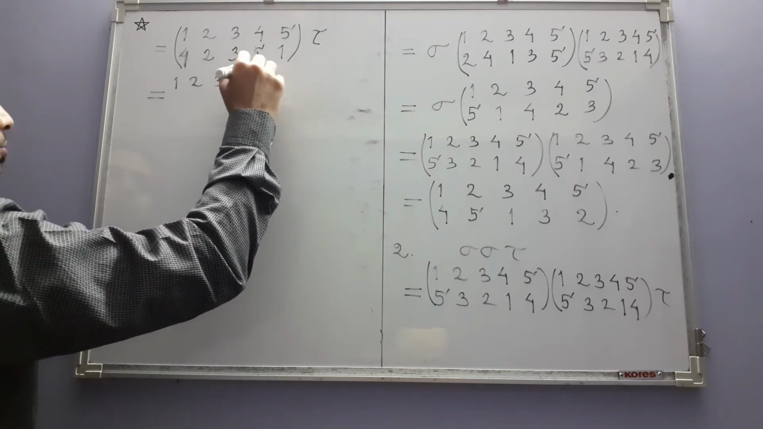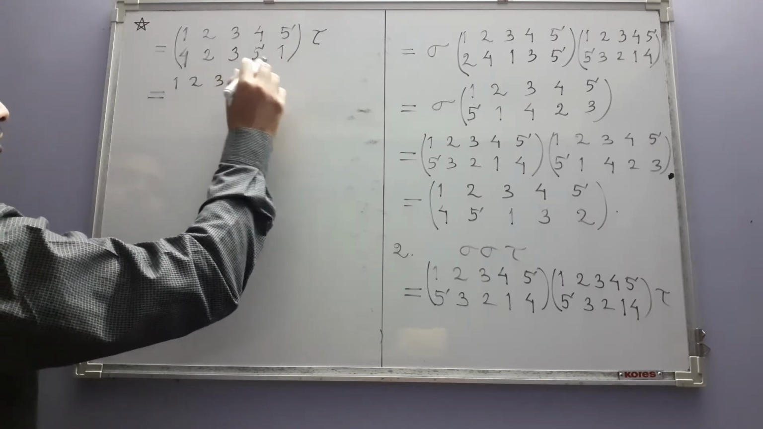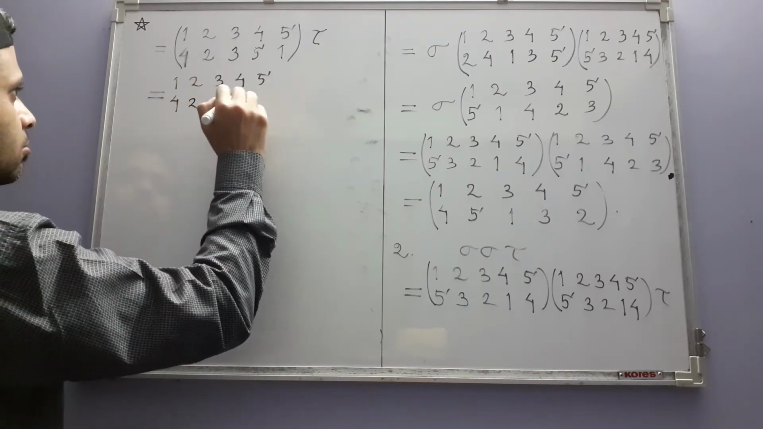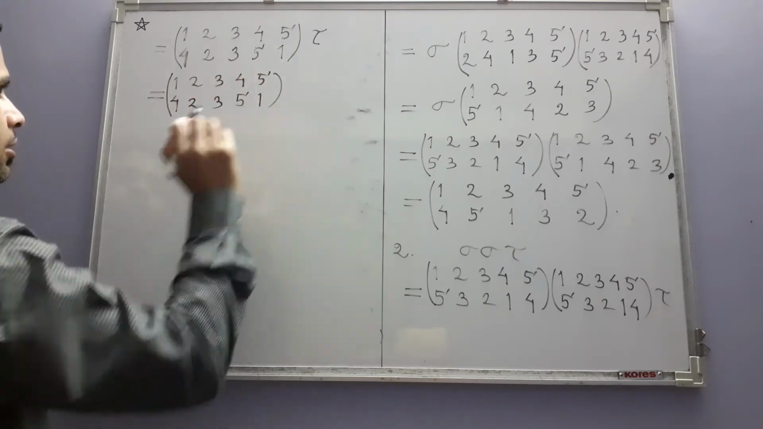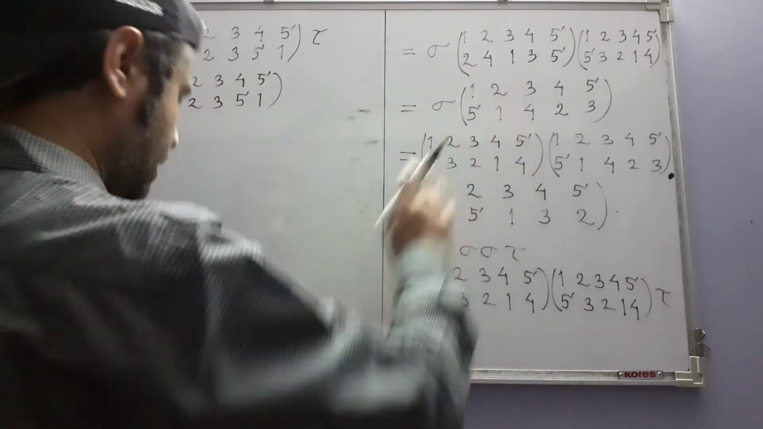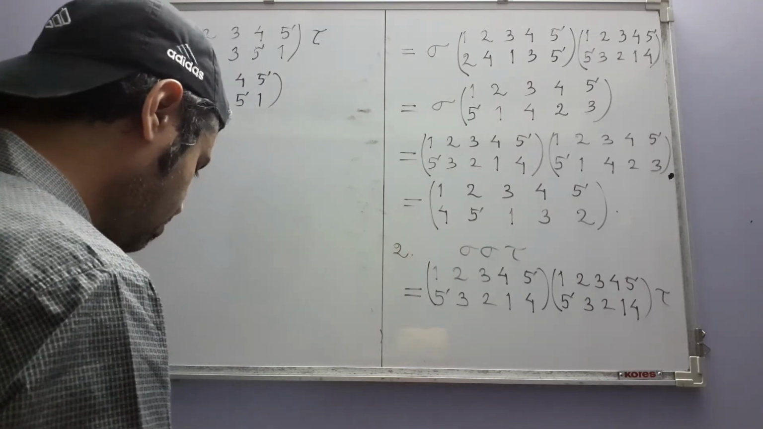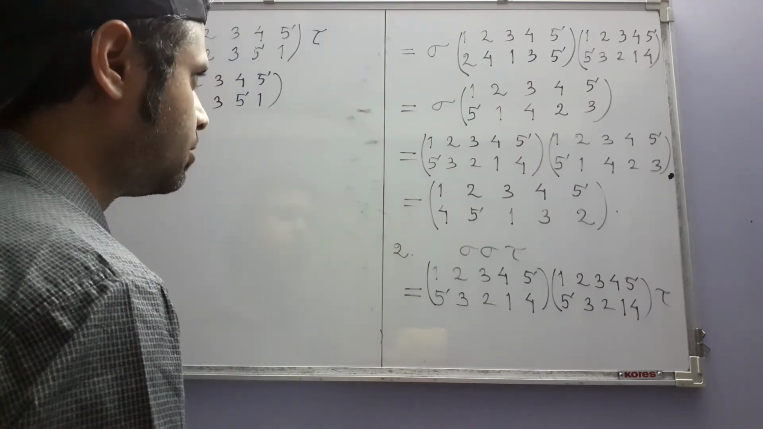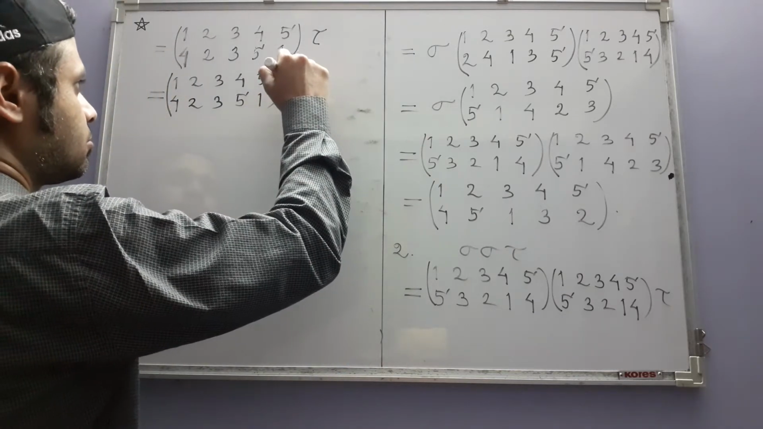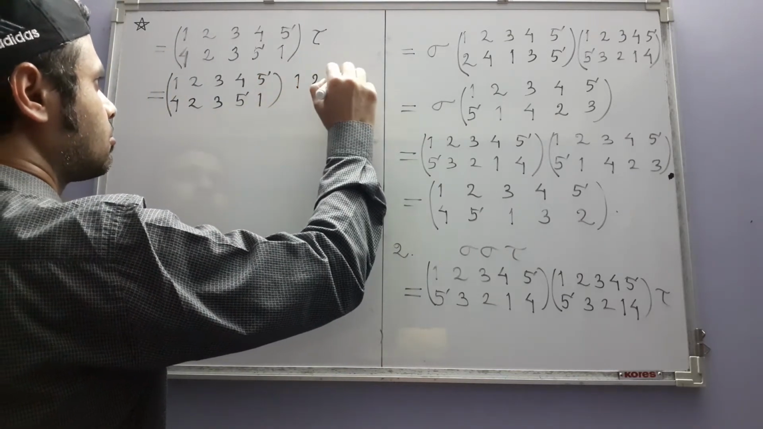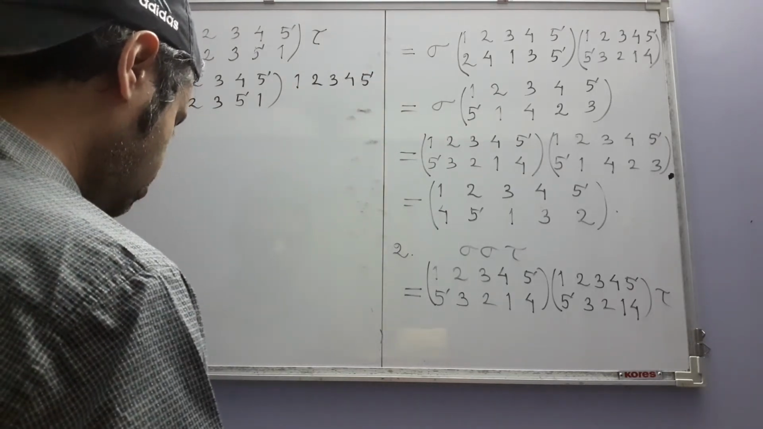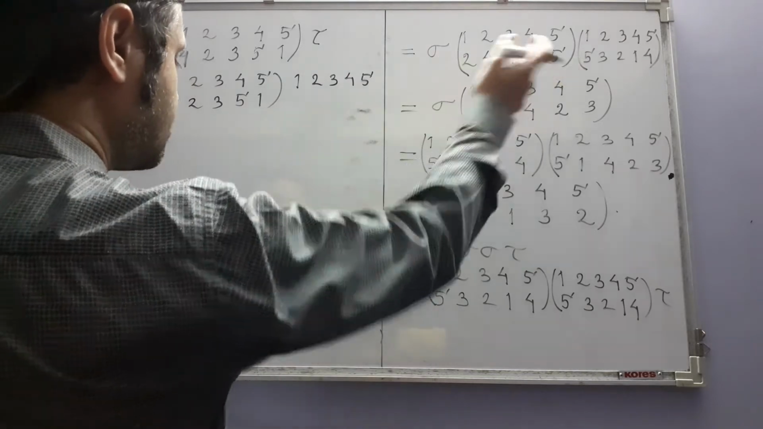1, 2, 3, 4, 5, 4, 2, 3, 5, 1. And then tau, which is this one. Anyway, let me just see. 1, 2, 3, 4, 5. 2, 4, 1, 3, 5. Yes.